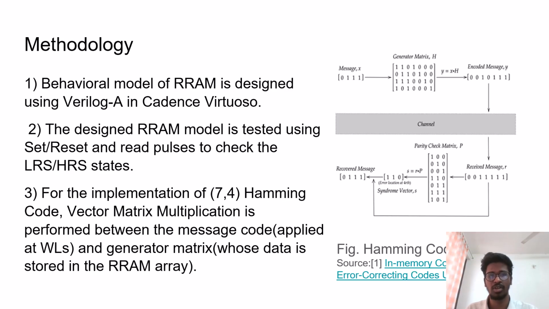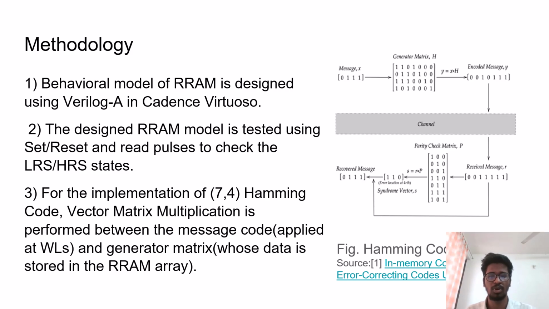Methodology. Here we design a behavioral model of an RRAM using Verilog-A and the Cadence Virtuoso tool. This model captures the switching behavior of memory devices. After that, we tested the RRAM design by performing set and reset operations followed by a read operation. This helps in proper switching between the low resistance state and the high resistance state. After that, we implemented a 7,4 Hamming code for error correction.